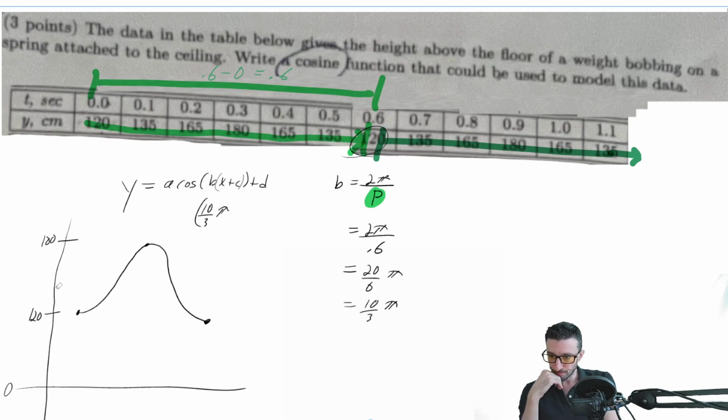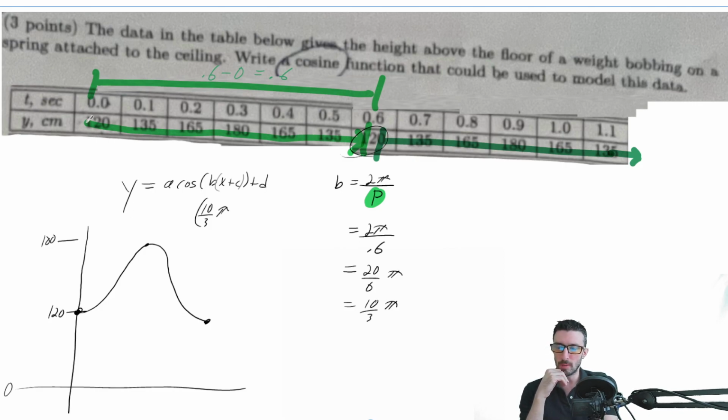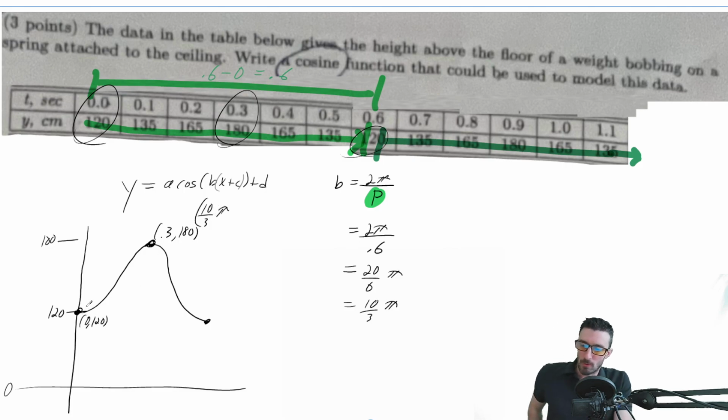But actually I need to put the y-axis right here, because that point at 120, it's happening when x is 0. So 0, 120, and then we would also have, what is that, 0.3, 180? But ultimately, we're finding out that the thing is starting at the bottom.